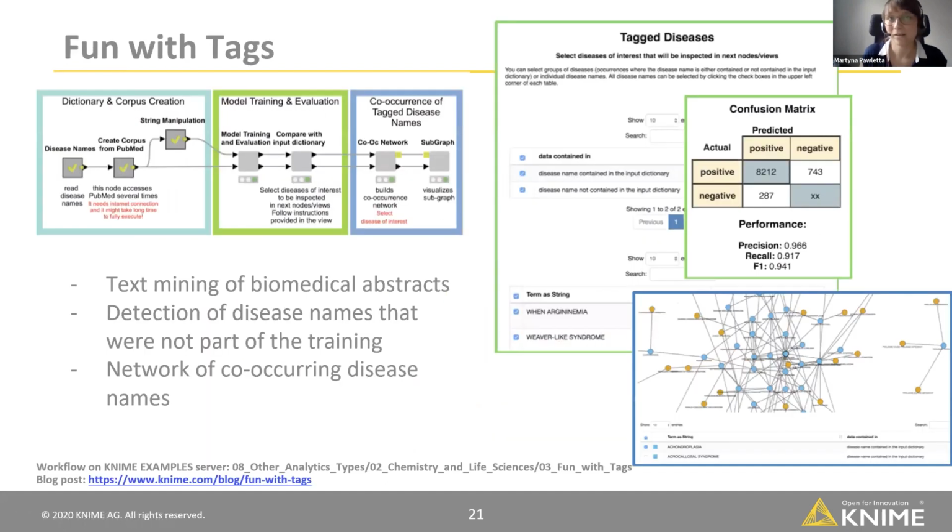And there are also other life sciences related examples that show how you can detect disease names that were not part of a training data set. So there is a machine learning model behind that which is able to detect new disease names and creates a co-occurrence network that shows the already known diseases and new diseases as well. So there's information where you can find more about this example workflow. There's the blog post and there's also the workflow.